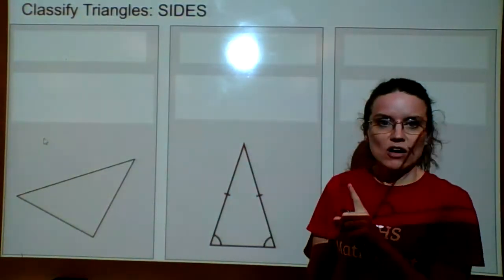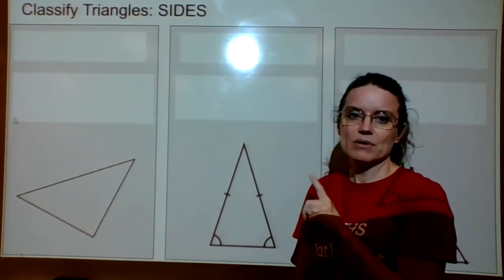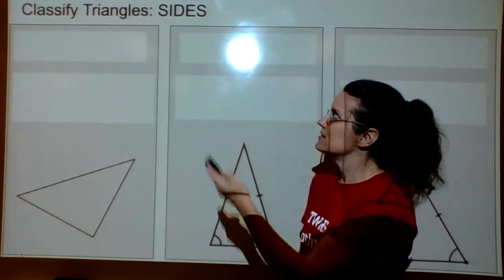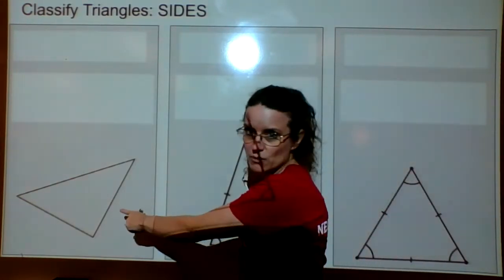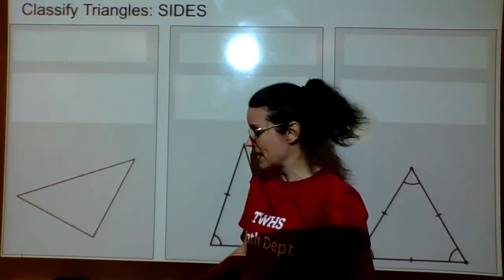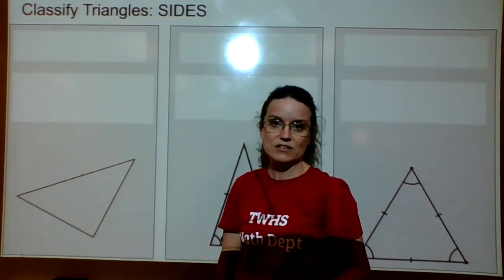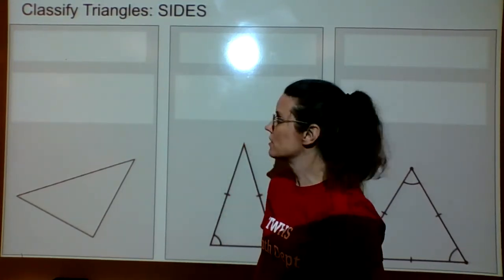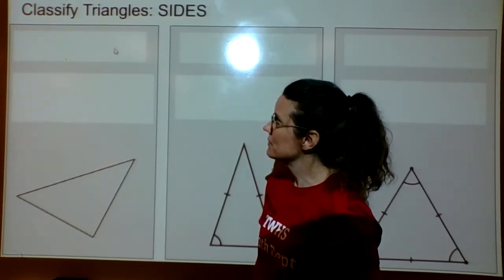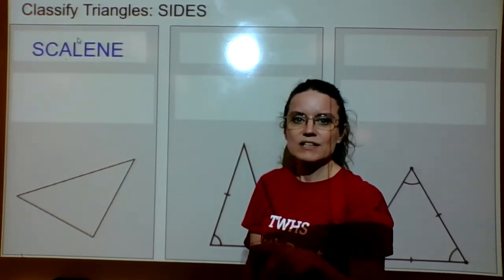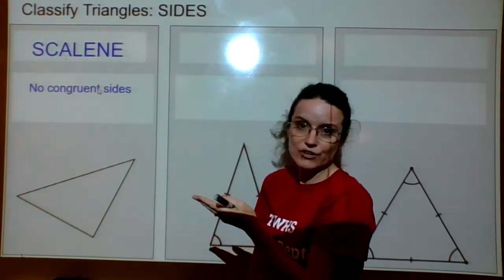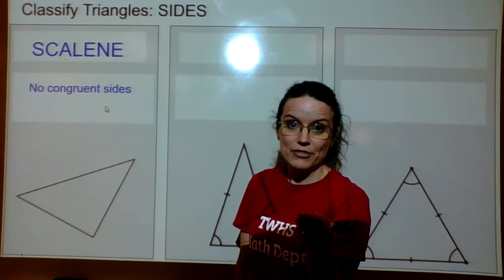So we're going to start off with our triangles, classifying them according to the number of sides that are congruent. So according to sides. Now on this one, you notice that nothing is marked as being congruent. We don't know how long any of the sides are compared to anything else. When you see this happen in a triangle, that is going to be called scalene. So scalene triangles, none of the sides match up. No congruent sides. That's all we know about them.